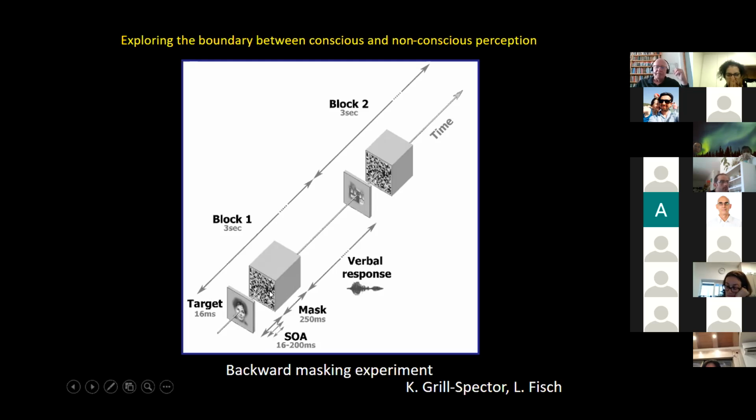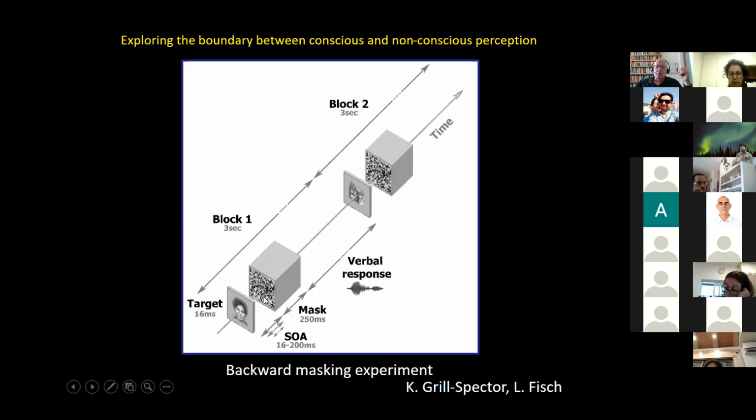However, if I move the mask a little bit and leave some room for processing for the target, then suddenly the person will say, aha, now I see the face. And by titrating very carefully this time, I can create a situation where the same optical stimulation sometimes elicits a perception of a face and sometimes only the mask.